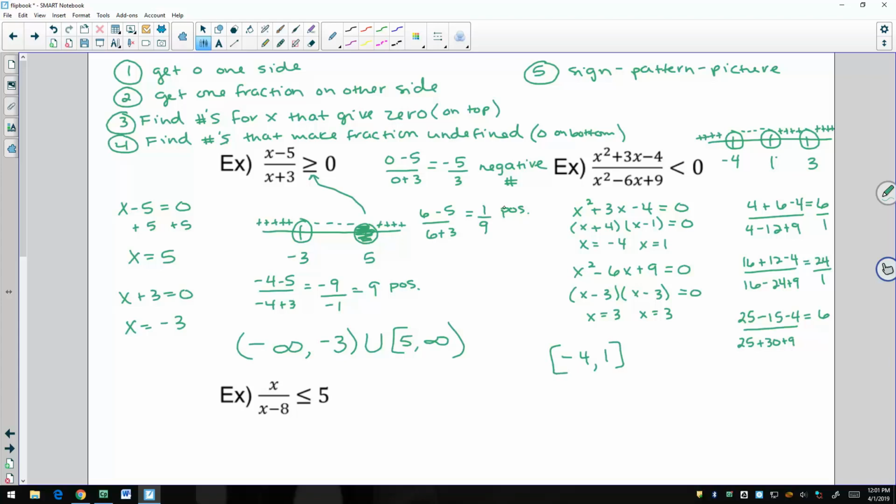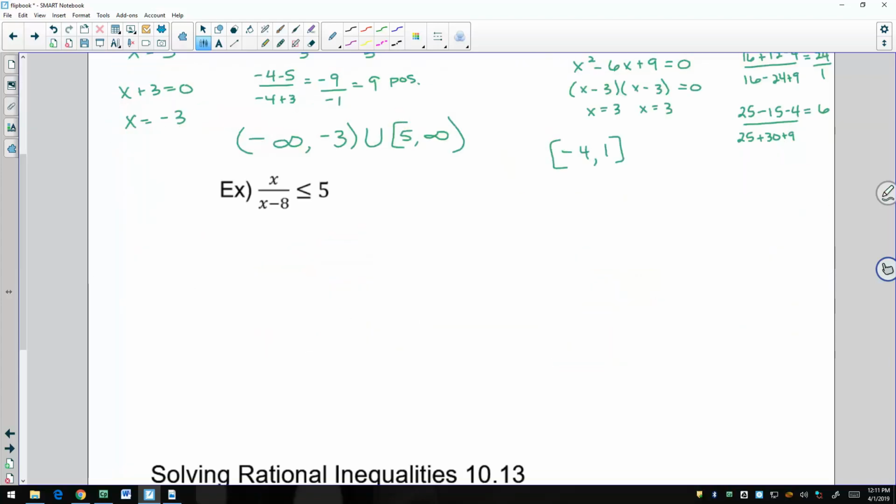Okay, and then the last example is a little trickier because you are going to have to follow steps 1 and 2 first. Step 1 says make sure that 0 is on one side, which it's not, and then it says make sure you have one fraction on the other. Well, first we need to get 0 on the right side, so I'm going to subtract the 5 over to the other side. I'm now going to have x over x minus 8 minus 5 over 1. I don't really need the over 1, but just to show you that I now have 2 fractions on the left side. So I need to get one fraction. So again, the x minus 8 is one quantity, so I'm going to put parentheses around it.